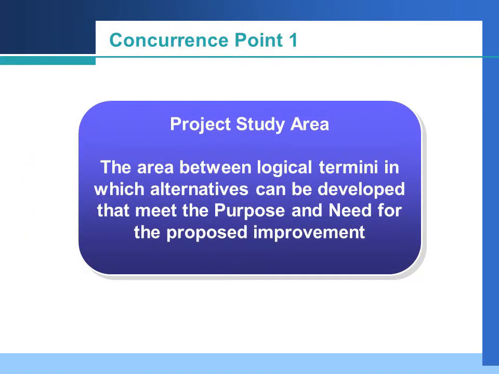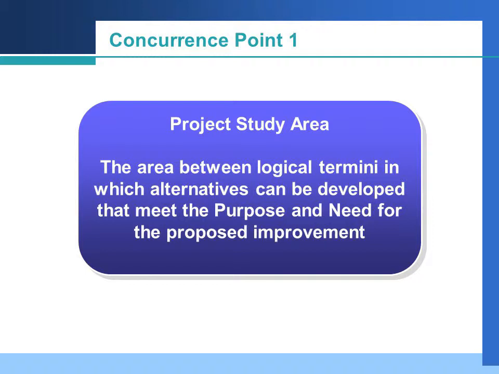The second element of CP1 is determining the limits of the project study area. The project study area is defined as the area between logical termini in which alternatives can be developed that meet the defined purpose and need for the proposed improvement. What is logical termini? Logical termini are essentially rational endpoints for a proposed transportation improvement and are also defined limits for a corresponding review of environmental impacts. The logical termini must be established such that the project demonstrates independent utility, that is, it does not rely on other planned or programmed actions for its functionality.